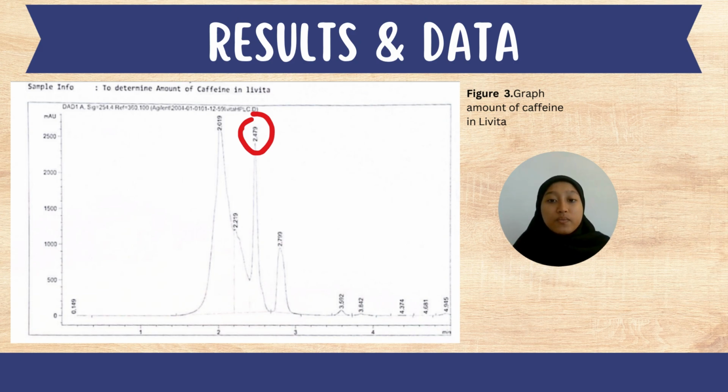If we look into the graph, we have to make sure that the peak or value that we take is the value closest to the compound that we are observing, which is the caffeine. So 2.479 is the peak or the value of the caffeine present in the Levita sample.